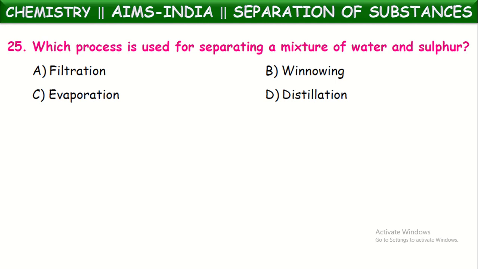Water and sulfur, we know they form an insoluble solid liquid mixture. Now the insoluble solid sulfur can be separated from water by filtration. Even though we can use the distillation process also, filtration is much easier than that because distillation needs heating and cooling. Filtration is the easier process. By that we can get water and sulfur separated.